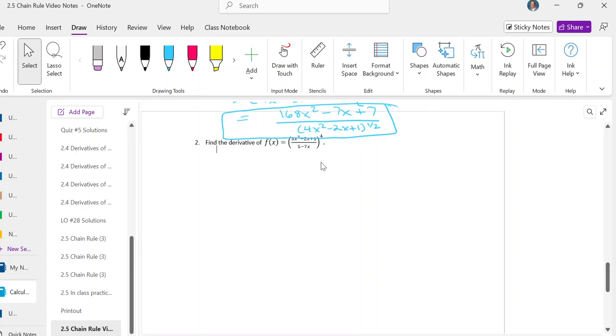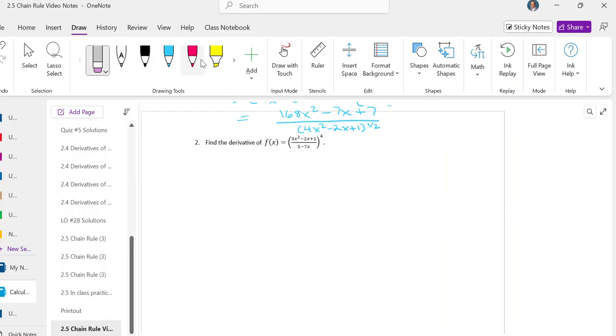So here, the next one, it says find the derivative. It says find the derivative of this quotient, right? So this quotient to the 4th power. So notice the u here is 3x squared minus 2x plus 1 over 5 minus 7x. So this is f of u equals u to the 4th. And then f prime of u would be 4u to the 3rd times u prime.